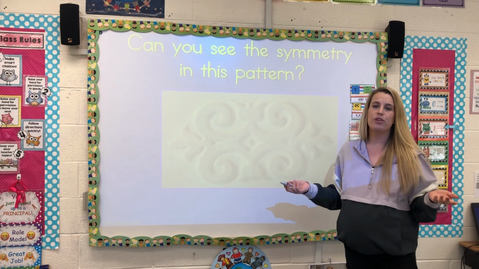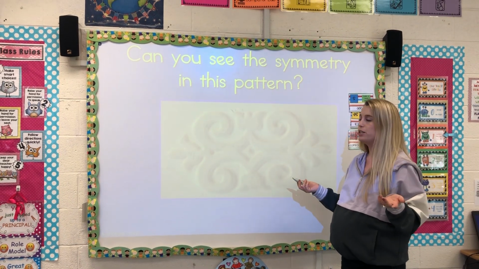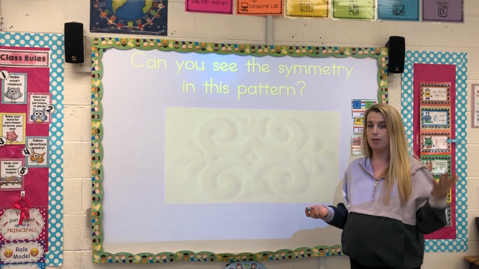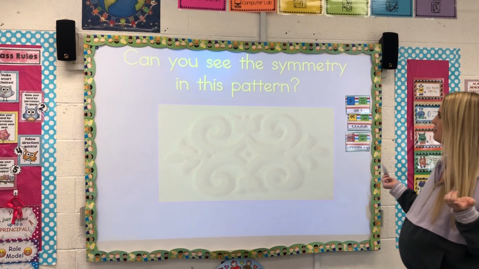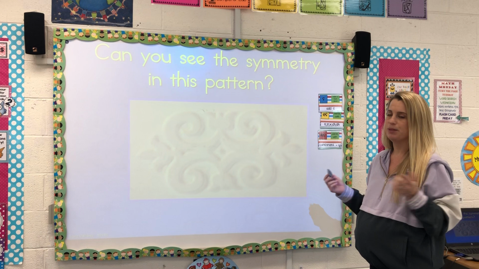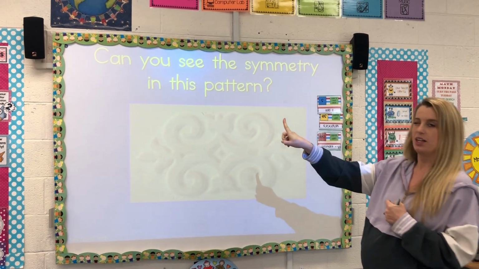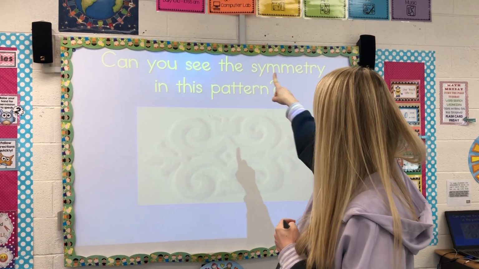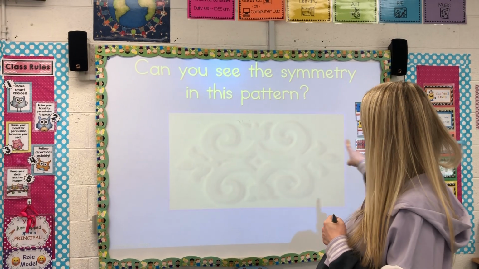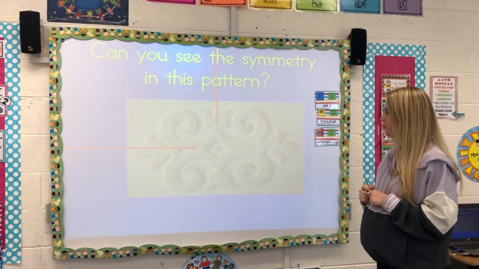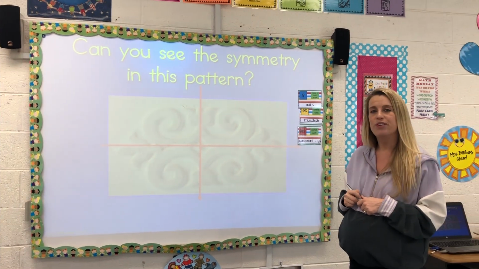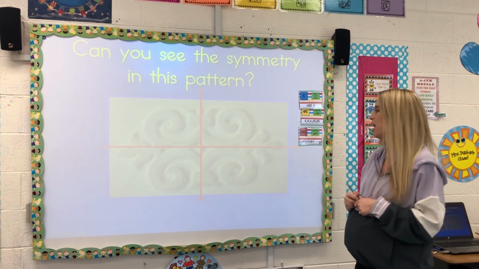Okay, so not only do we find symmetry in shapes, but also just in everyday life objects and patterns. So this is a pattern, and it's asking if you can see the line of symmetry. So with your finger, I kind of want you to trace and see if you can find a line of symmetry, whether it's horizontal or vertical. This one has both, so if you found out that it had both, good job.